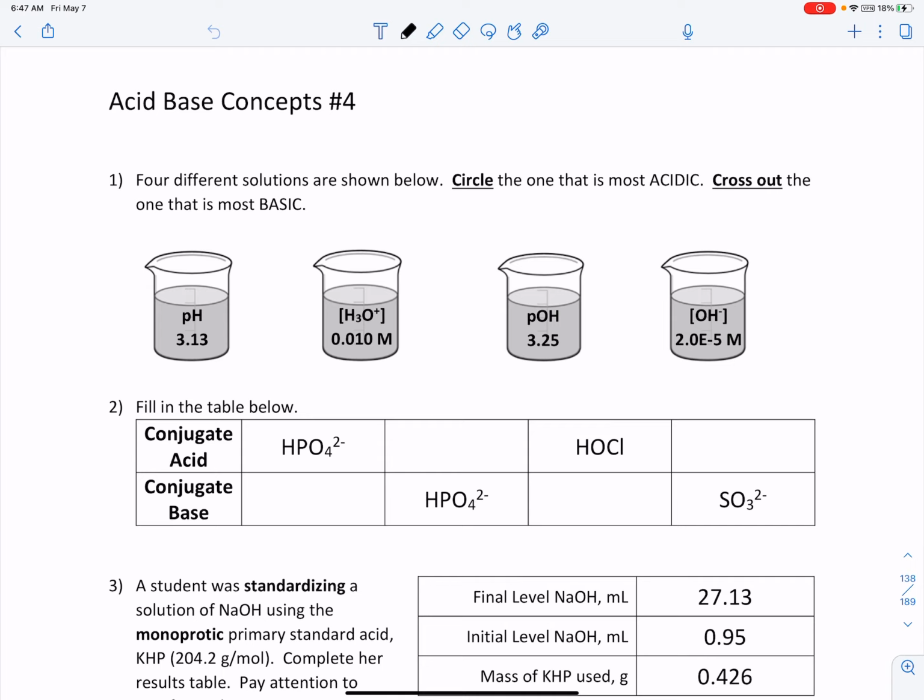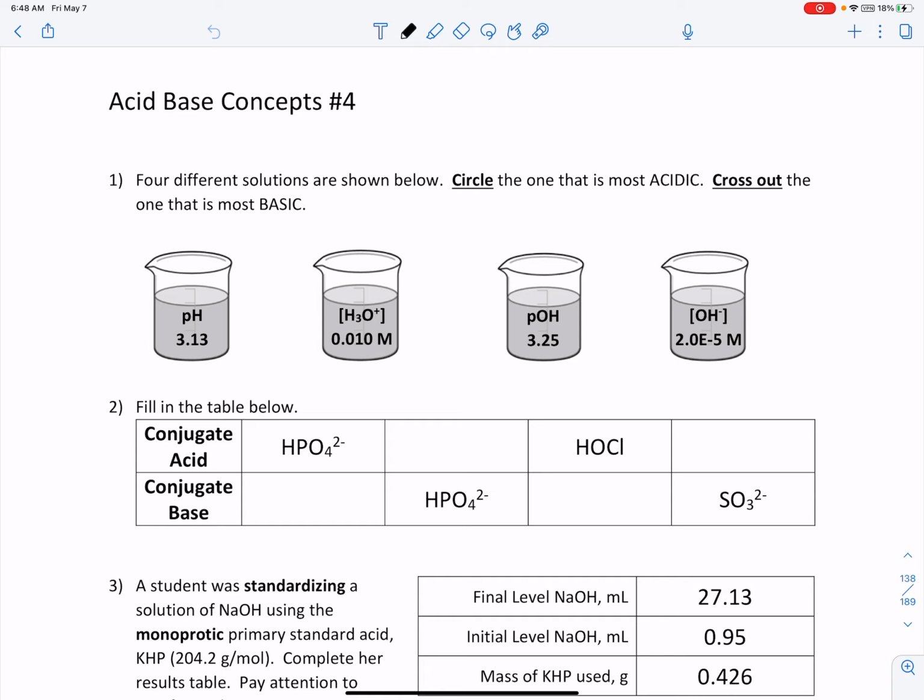So question number 1, pause the video and see if you can figure that out. We have 4 solutions here. We're asked to circle the one that's most acidic, and cross out the one that's most basic. What makes this irritating is that the information given is different in each of the beakers. We have a pH, a hydronium, a pOH, and a hydroxide. It's hard to compare them when they're all different. So a good thing to do would be to make them all refer to the same thing. Most people find looking at pH to be easiest, so for all 4 beakers, let's figure out what the pH is.